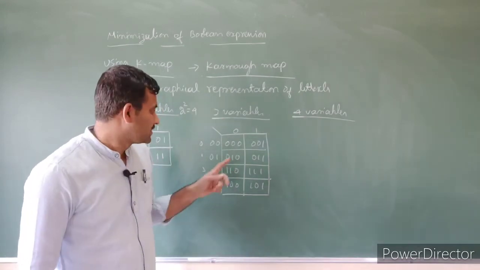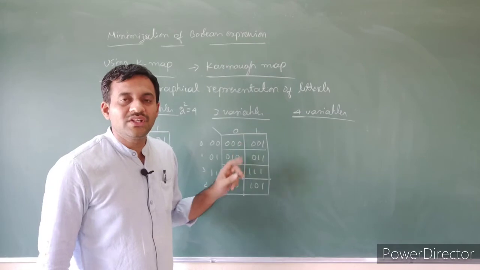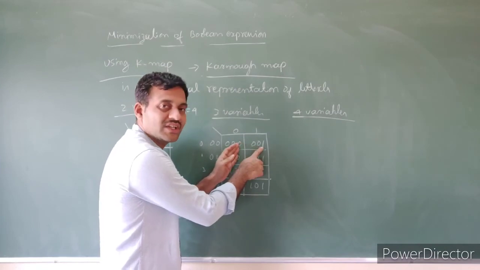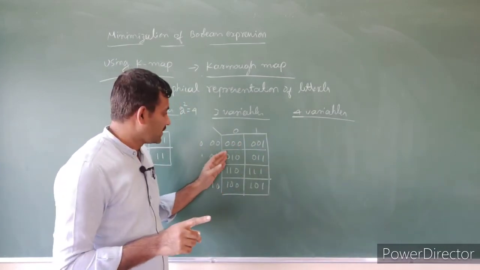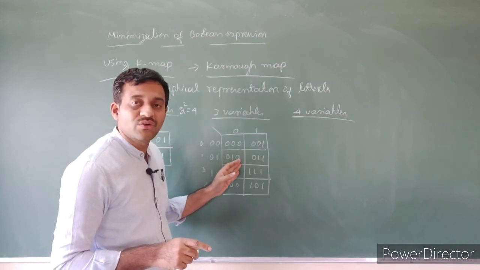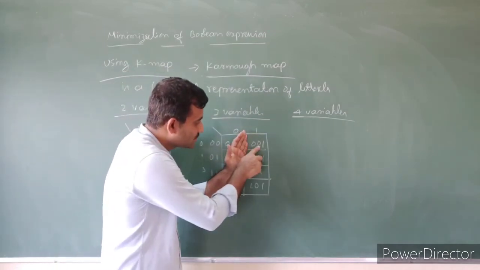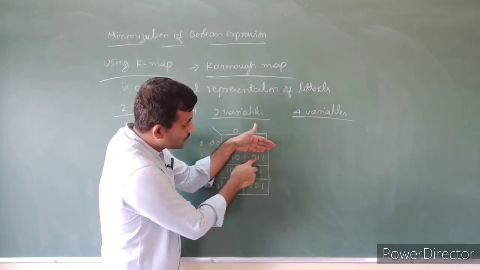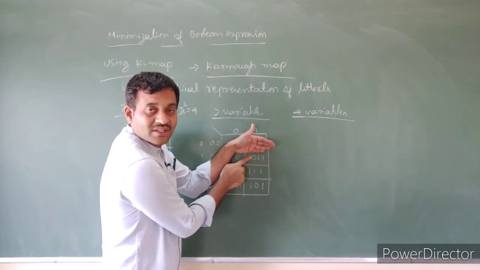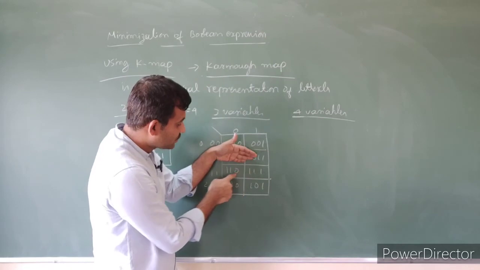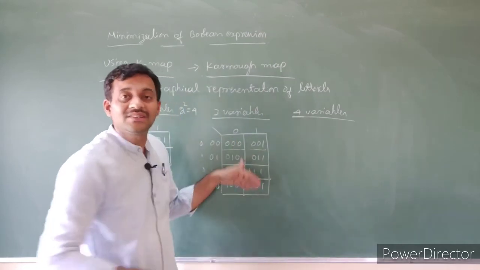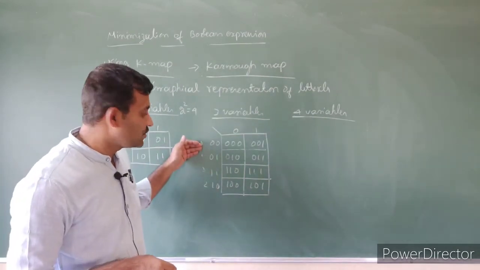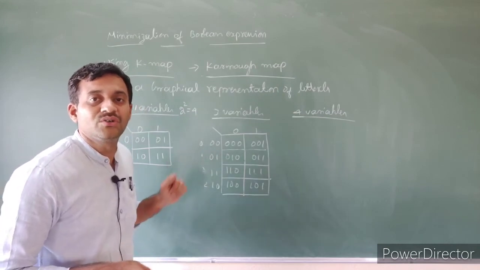What is cell adjacency? Corresponding elements only differ in a single variable. Here we have 000, then here 001, only a change in a single bit. Then 000 and 010, only a change in a single bit. See here 001 and 011, also a change in a single bit. If you see here 011 and 111, the last two are the same, and the first 0 is replaced by 1. See these two, 110 and 111. This is called the cell adjacency rule. To follow the cell adjacency rule, the arrangement is 0, 1, 3, 2, not 0, 1, 2, 3.